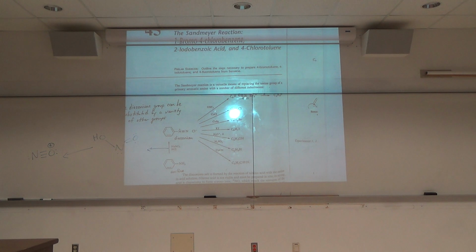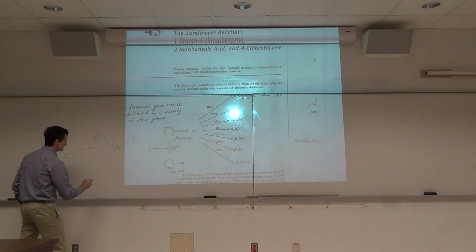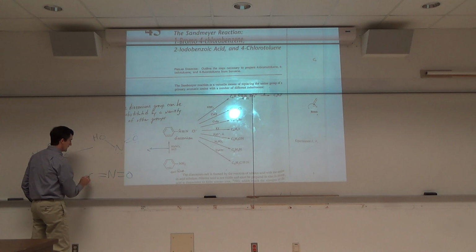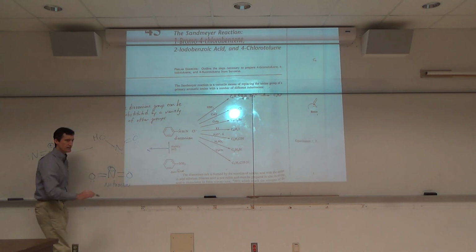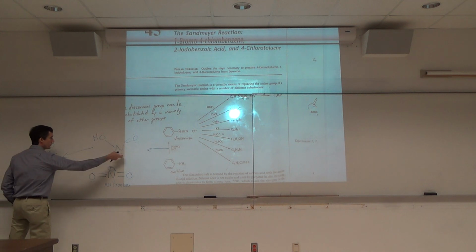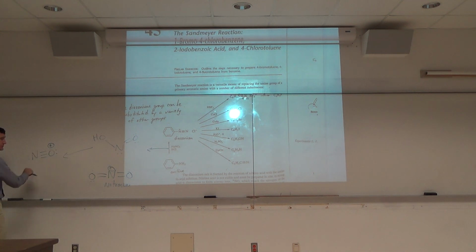Question: what's the electrophile that is the reacting species when you nitrate a ring? If you remember, it was this here, which is called what? Nitronium ion. When you nitrate the ring, you've got to make the nitronium ion. It's made from nitric acid. Loss of water from nitric acid leads to the nitronium ion. Loss of water from nitrous acid leads to the nitrosonium ion.